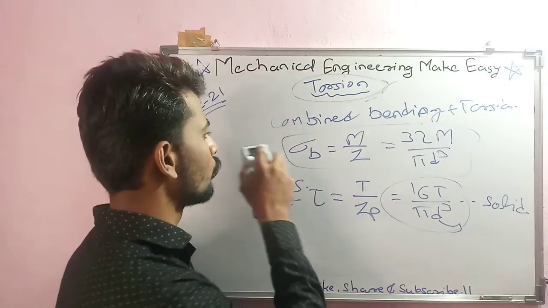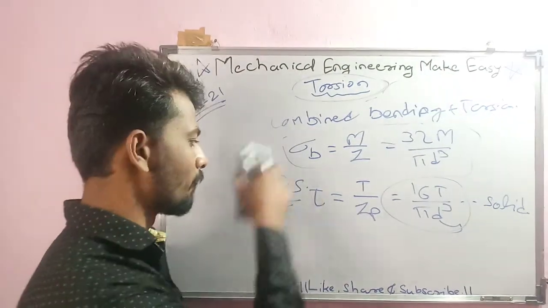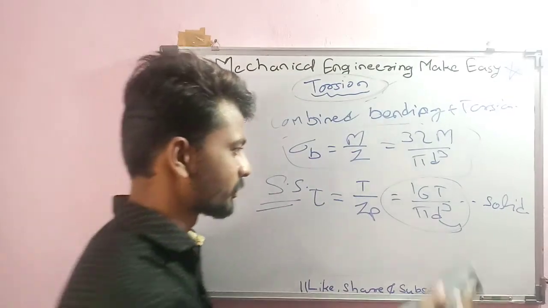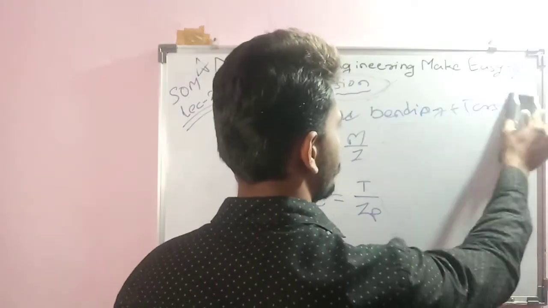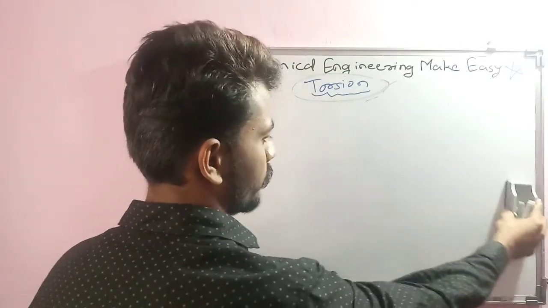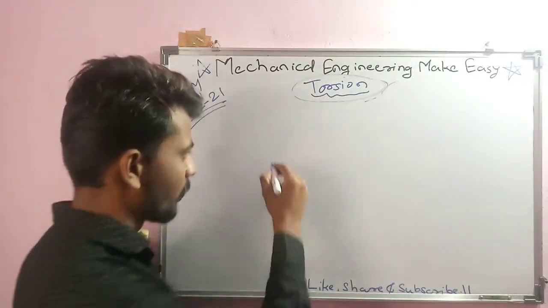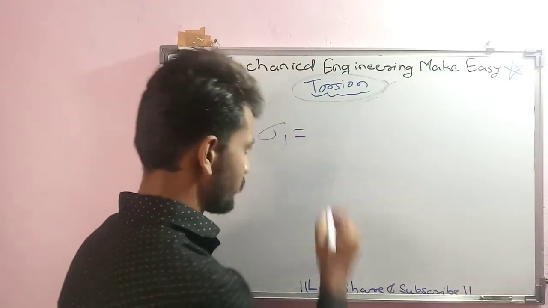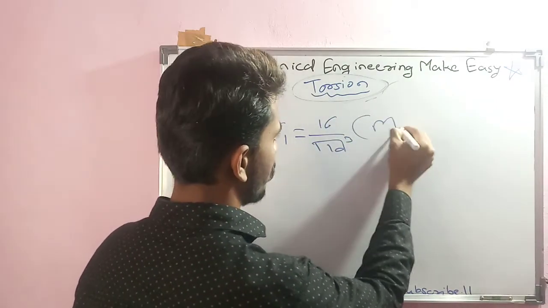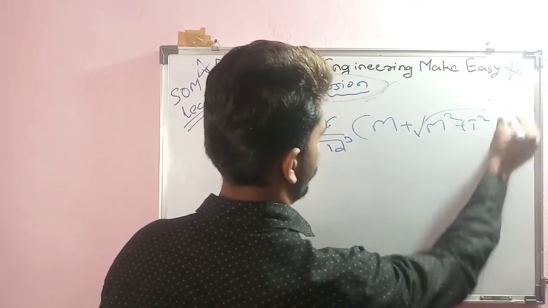Yes, so till now we have studied the bending stress and shear stress, but there will be a combined effect of these two stresses. So how can we calculate the principal stresses combinedly because of bending and torsion? The principal stresses are sigma 1 and sigma 2, and the formula for sigma 1 is equal to 16 upon pi d cube into m plus under root m square plus t square.